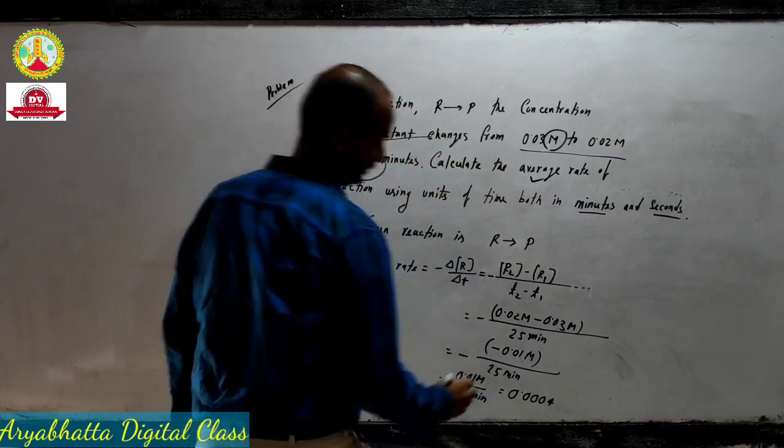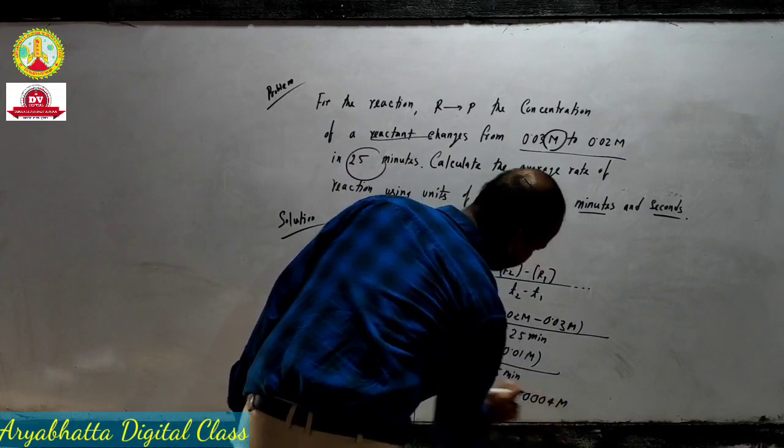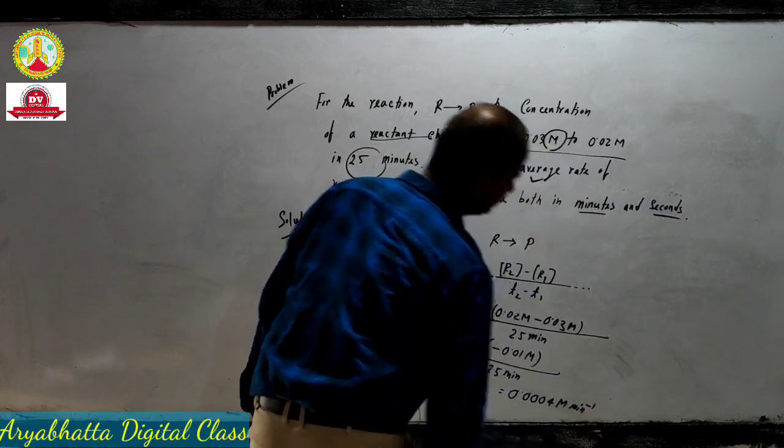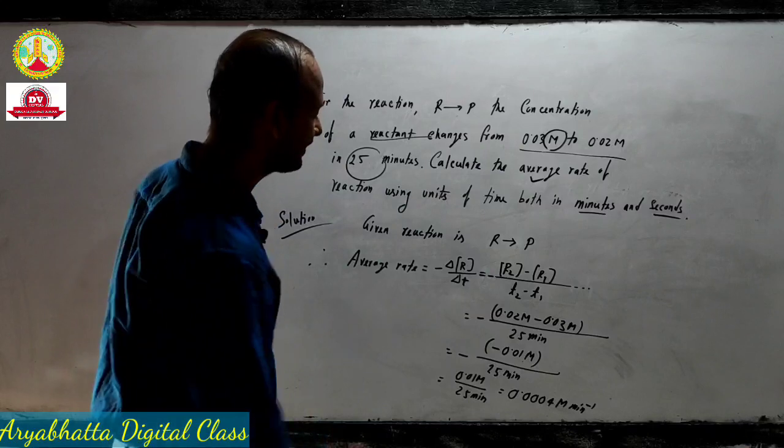0.0004. Unit will be how much? Unit will be m. This m, this m. When this goes up, this will be how much? This will be minute inverse. Okay, clear? This is the first part of the question.